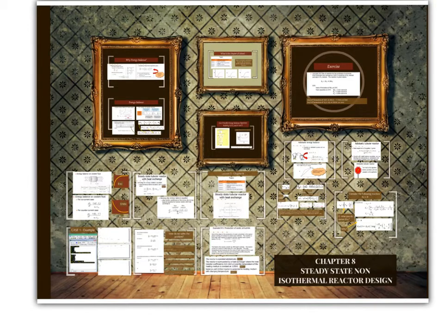Okay, we're going to start with a new chapter. Chapter 8 is on steady state non-isothermal reactor design. So this is a new chapter. As I told you earlier, before this we've been learning about isothermal design, when there is no change in temperature. But now we're going to visit a chapter where temperature influences a lot of conditions in terms of the reactor design.